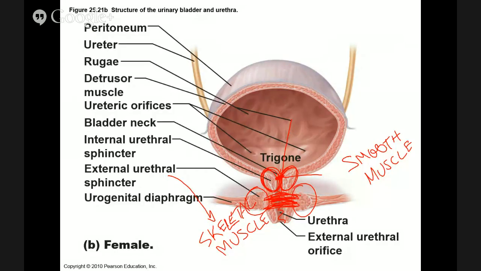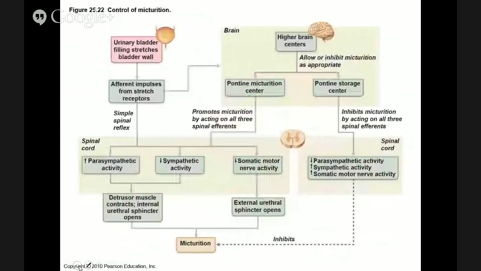So if you hold it long enough, you're just going to pee yourself eventually. So in your book, you have the control of micturition. So basically, urination. It all starts here in the upper left-hand corner of your screen, where we have a certain amount of stretch on the urinary bladder wall because of the urine inside. So those stretch receptors send a signal to the brain saying, okay, the bladder is full. And so then the brain says, okay, well, got to get rid of it.